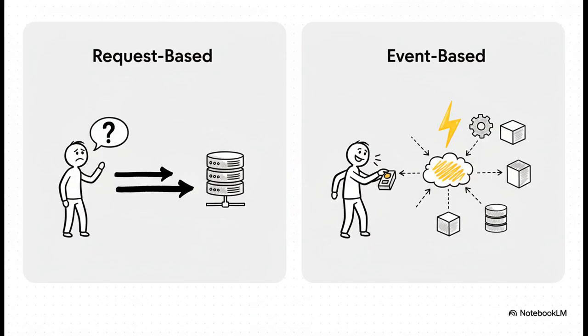But on the other hand, we have the event-based model. This is way more like an online auction. You don't command the system, you just do something. You place a bid, and the system reacts to that event. It's asynchronous, it's dynamic, and it's a much more fluid way of doing things.